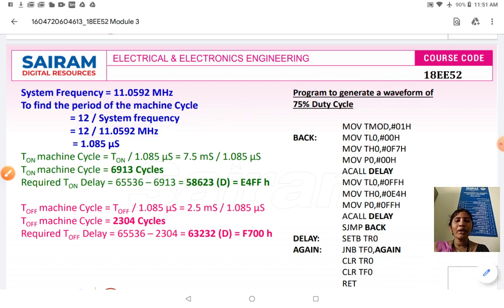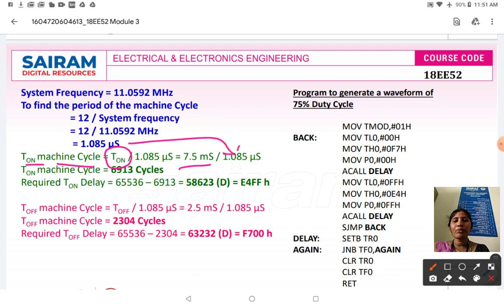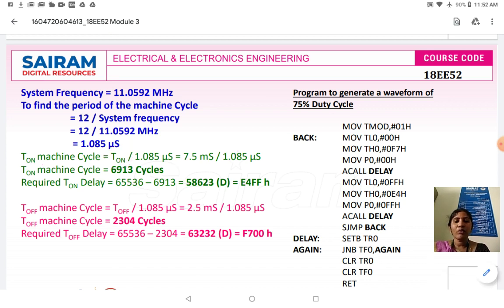Now for the on period, what should be the data I have to load onto the timer register? And for the off period, what should be the data we need to load onto the timer register? So for the on period, T on machine cycles is equal to T on divided by the machine cycle period. What is your time period T on? 7.5 millisecond divided by this 1.085 microsecond. When you calculate on your calculator, you will get T on is equal to 6913 cycles.